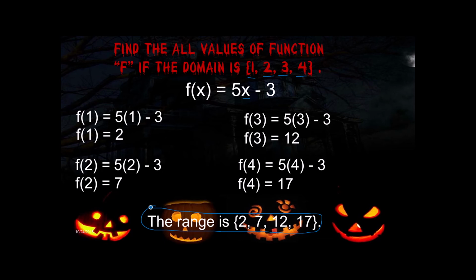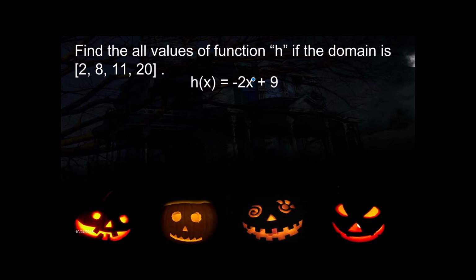Notice we're doing the same thing as we did on the last slide. I'm just phrasing it slightly different here in the directions. Here's one. Find all values of function h if the domain is 2, 8, 11, and 20. Notice the rule is for h of x. The rule h says for any x, take that x times -2 and add 9.